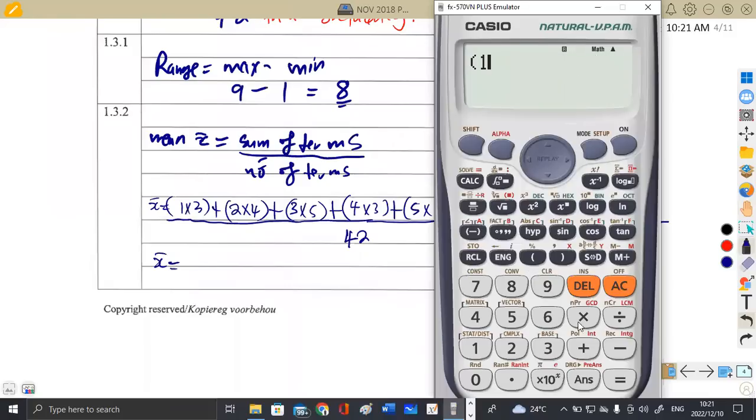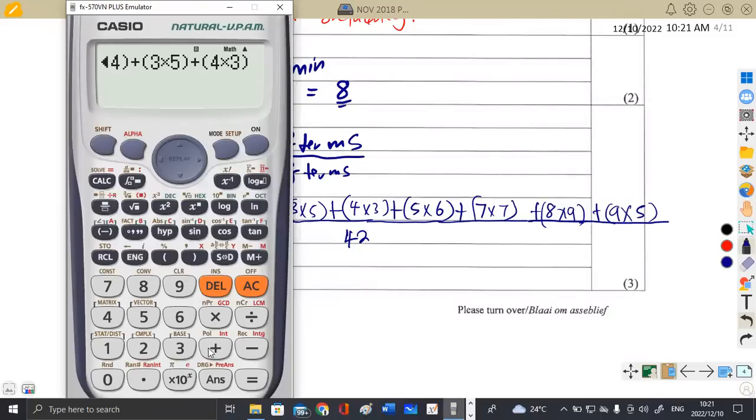Okay, so that's 1 times 3 plus 2 times 4. So guys, you have to use your calculator. Plus 3 times 5. Okay, plus 4 times 3. That's a bracket. 4 times 3 here. Then we move on to 5. On 5, that's 5 times 6. So it's plus 5 times 6 in a bracket, plus 7 times 7. Plus, we move on to 8. That's 8 and 9. Then to 9, which is plus 9 times 5.